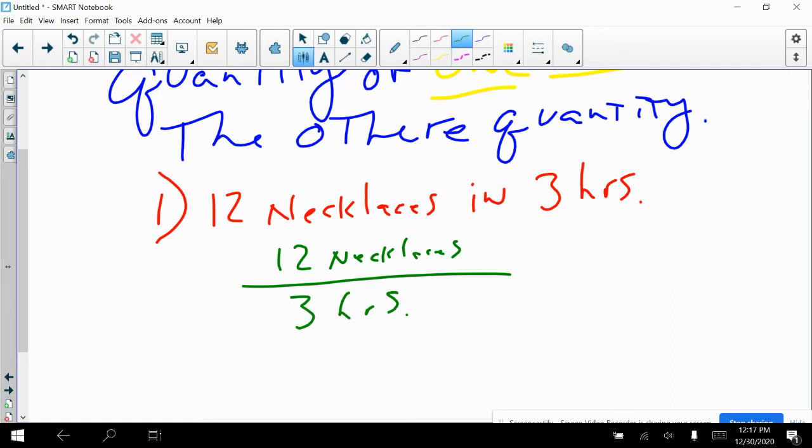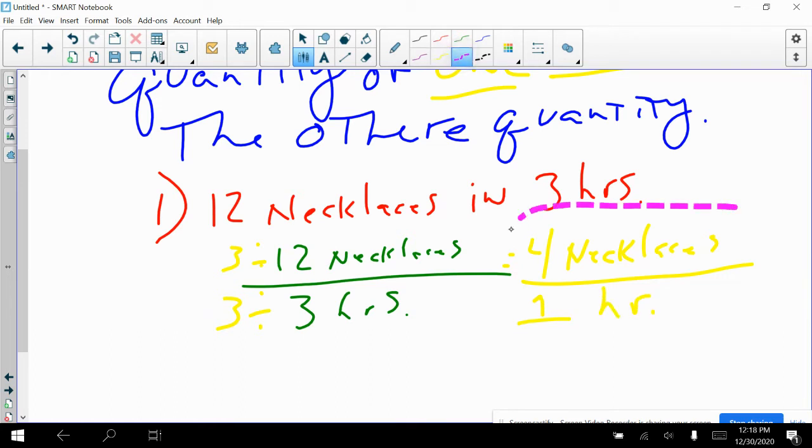Okay, so if we need to get a 1 on the top or the bottom, well, obviously it's not going to happen on top because the bottom number is smaller than the top number, right? So can we take the small number and divide it into the big one evenly? And the answer is yes, right? So we can take 3 and divide it by 3, and we can take 12 and divide it by 3, right? So that's going to give us 4 necklaces, right? Because 12 divided by 3 is 4. 3 divided by 3 is 1 in 1 hour.